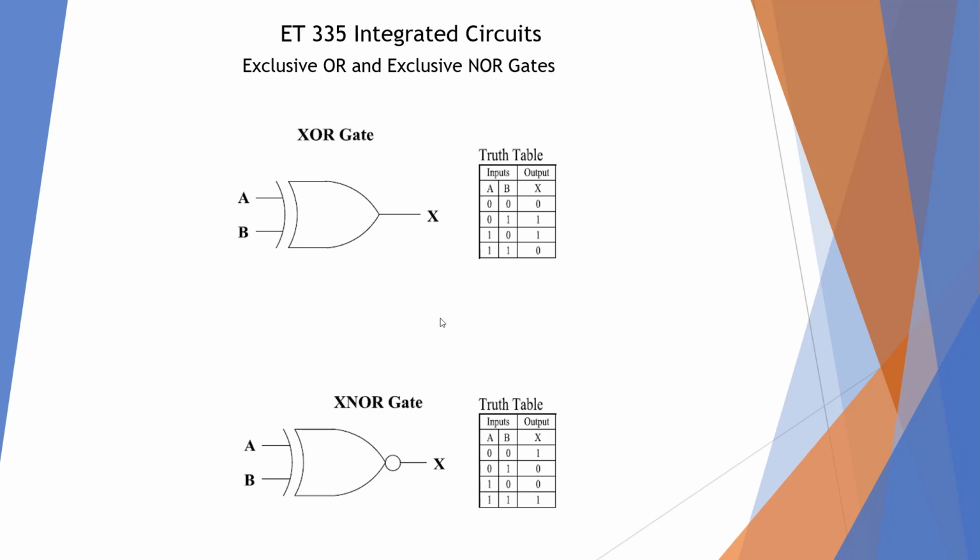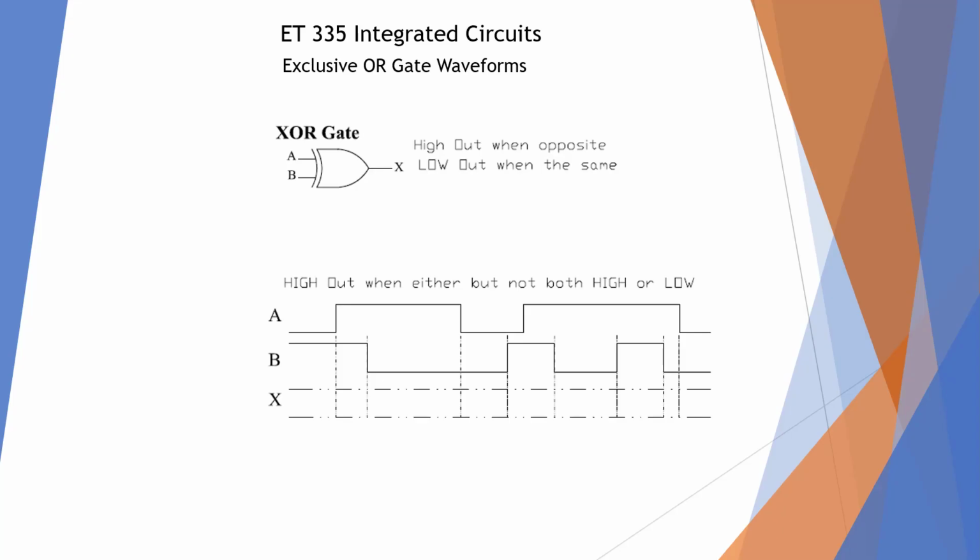So let's try that. Here's our exclusive OR. So what I'm going to do is I'm going to eyeball it and use the highlighter yellow to say where they're both high. So let's try this. Looks like both high there, both high there.